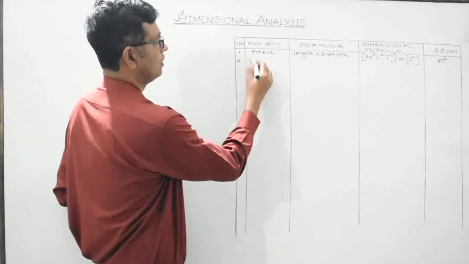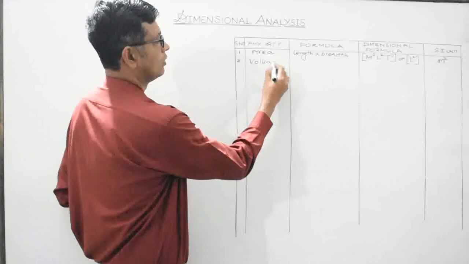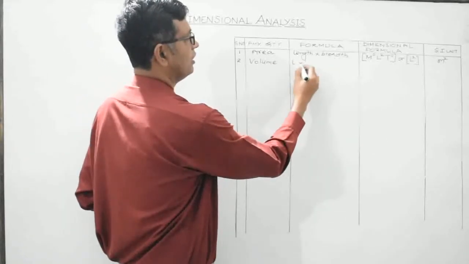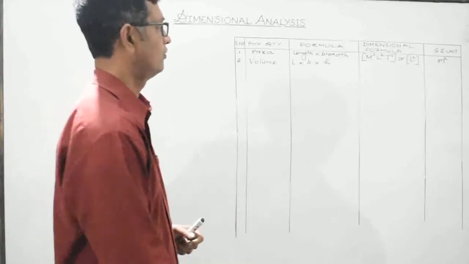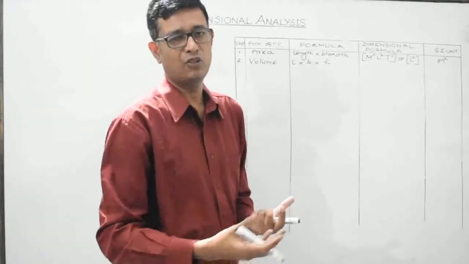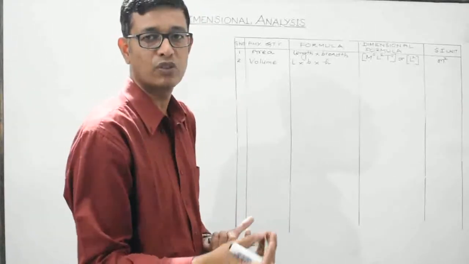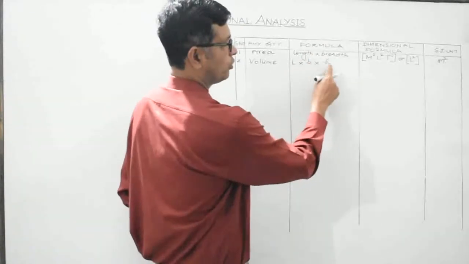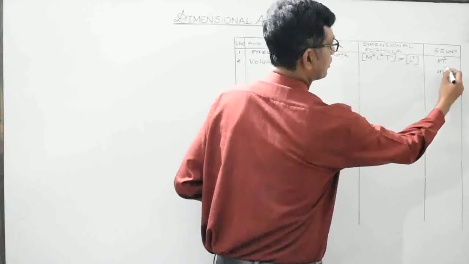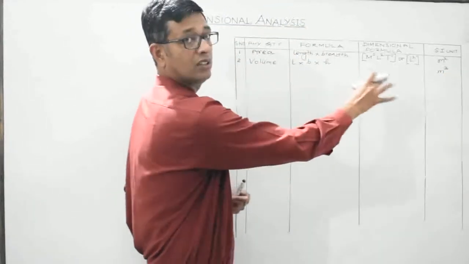Similarly, volume. It's length into breadth into height. Right? For different geometrical figures, the volume is different, but actually the dimensions will remain the same. So it's length, breadth, height. So meter into meter into meter. So the SI unit will become meter cube. So it is dependent only on length.